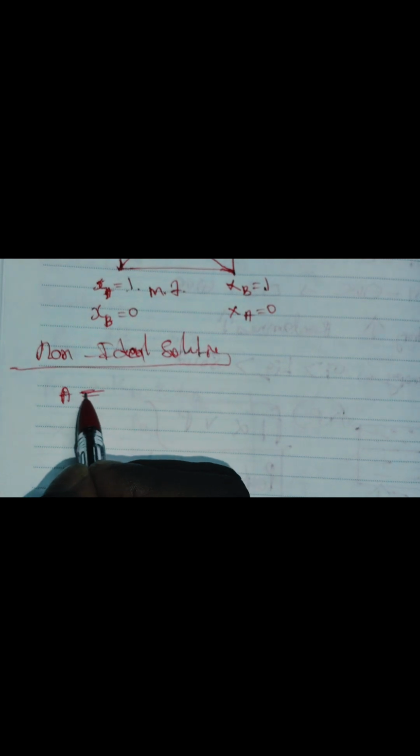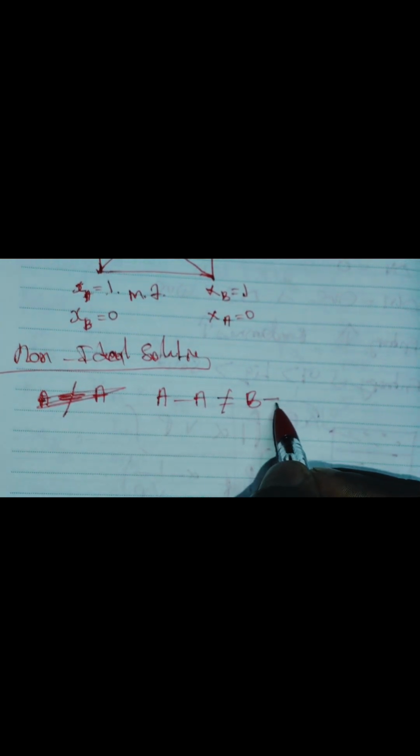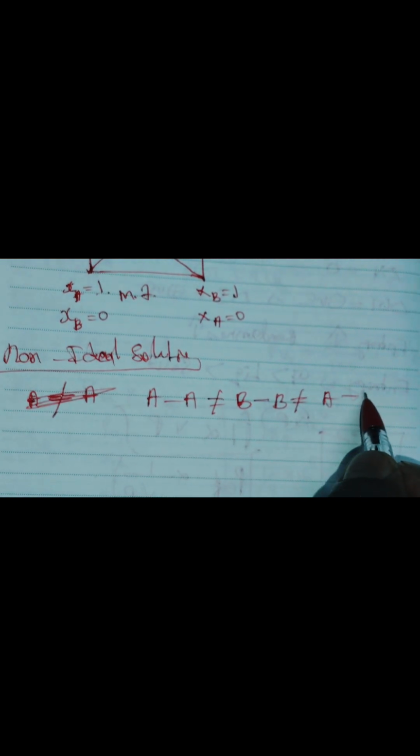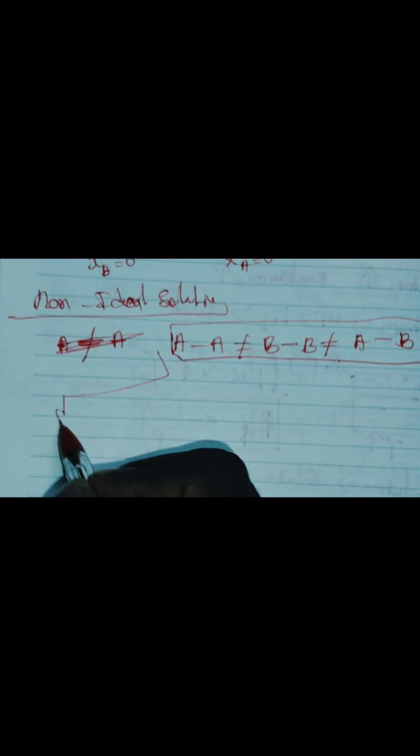But in the case of a non-ideal solution, the solute-to-solute, solvent-to-solvent and solute-to-solvent attractions are not equal. That is, the A–A attraction is not equal to the B–B attraction, which is not equal to the A–B attraction. Those inequalities mean it is a non-ideal solution. Generally, non-ideal solutions are classified into two types: one is positive deviation and the other is negative deviation.